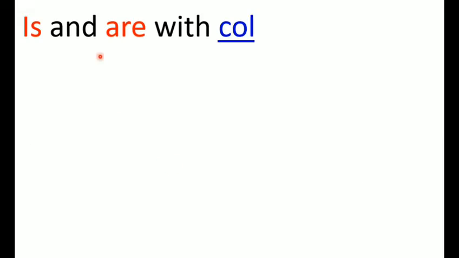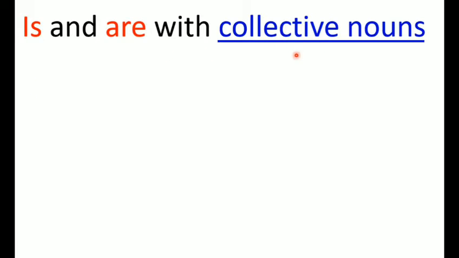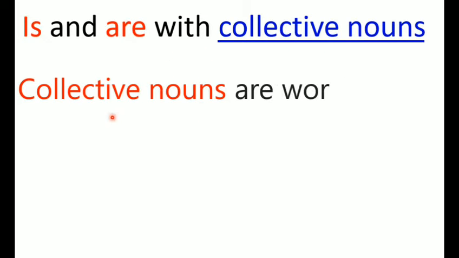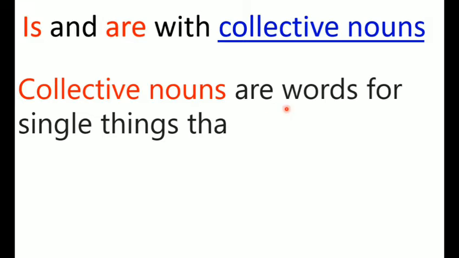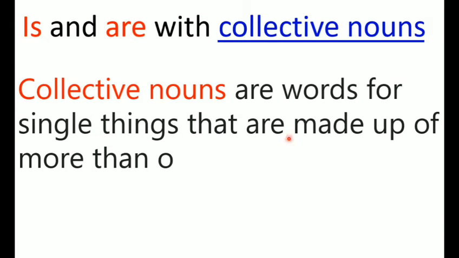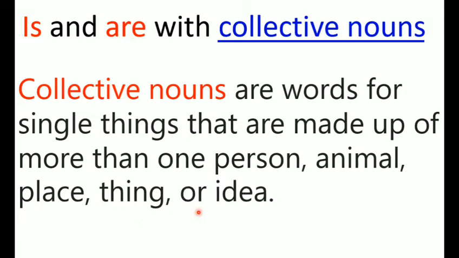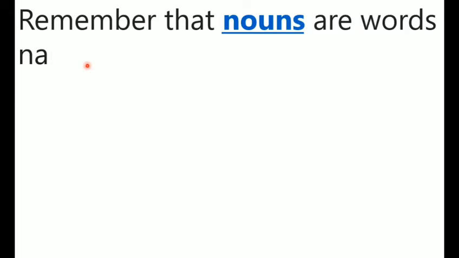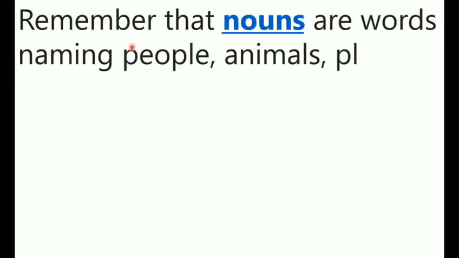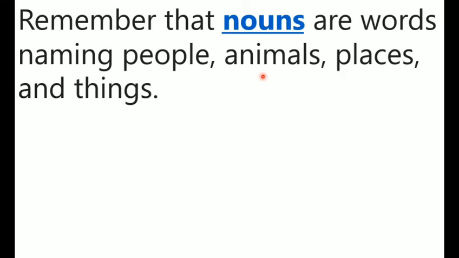Okay, remember that. Next, is and are with collective nouns. When we say collective nouns, these are nouns, words, for single things that are made up of more than one person, animal, place, thing, or idea. Remember that nouns are words naming people, animals, places, and things. Example.